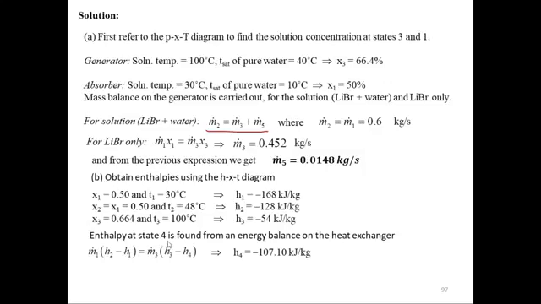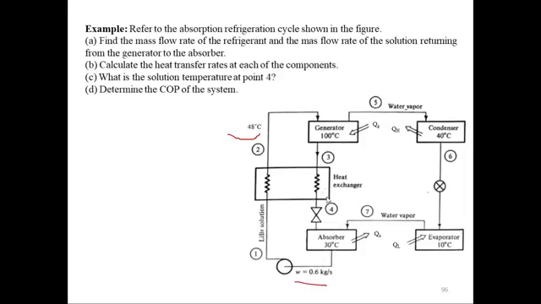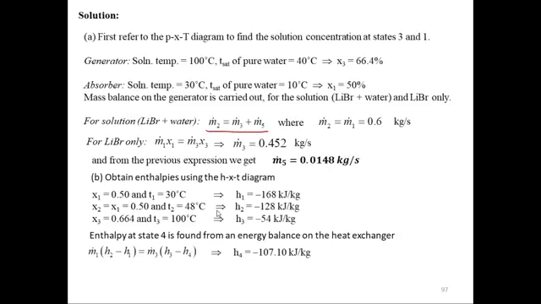Enthalpy at state 4 is found from an energy balance on the heat exchanger. So enthalpy at point 4 is the point which is after the heat exchanger here. So we want to find out the enthalpy of this point. The energy balance about the heat exchanger is what we're applying. Whatever energy is lost by the hot fluid coming from the generator is the same amount which is absorbed by the solution which is leaving the absorber and going into the generator. So from that principle, here you go.